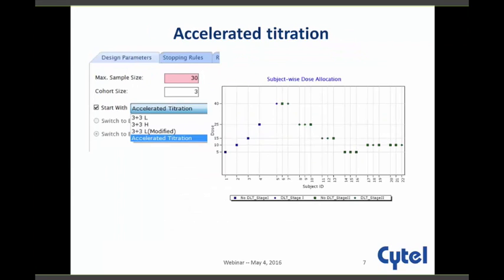We have also included accelerated titration, where we can actually start with a single subject cohort and switch to the method of our choice once a dose-limiting toxicity has been observed with these single subject cohorts.